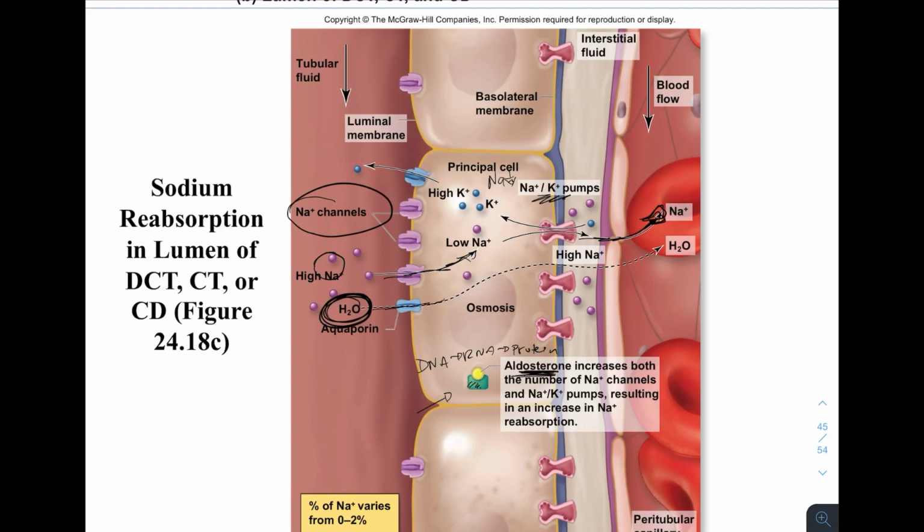The water is going to follow the salt, and it's going to follow the salt all the way to the bloodstream, and now we've reabsorbed the water with the salt. So just remember that aldosterone works on salt, antidiuretic hormone works on water directly with aquaporins, but both of these hormones will be there simultaneously in reality, so they're going to be synergistic with each other. In other words, one is going to help the other one work much more effectively.